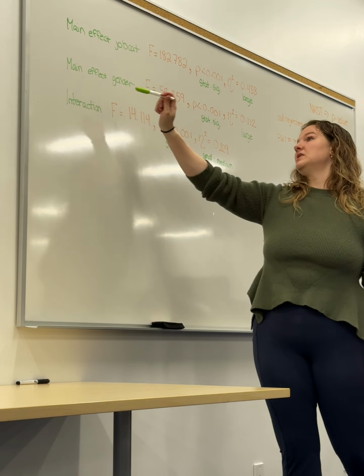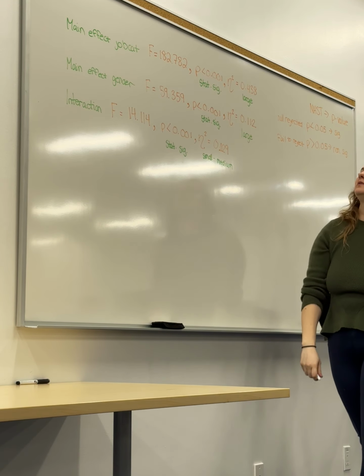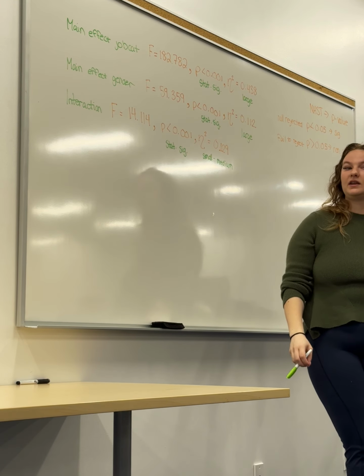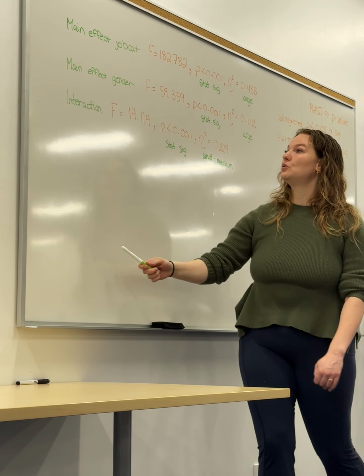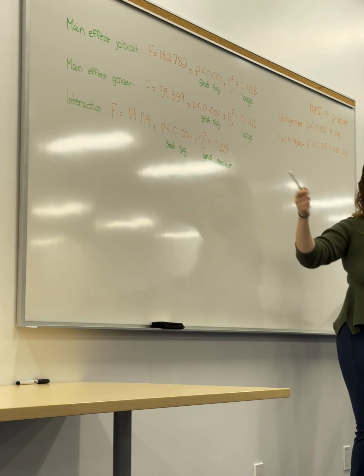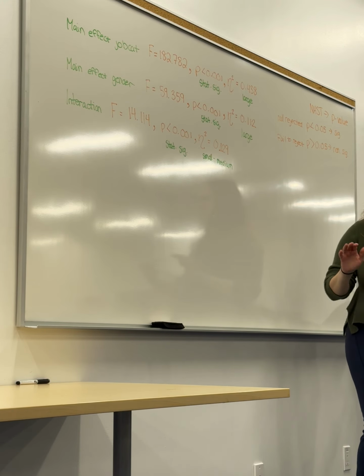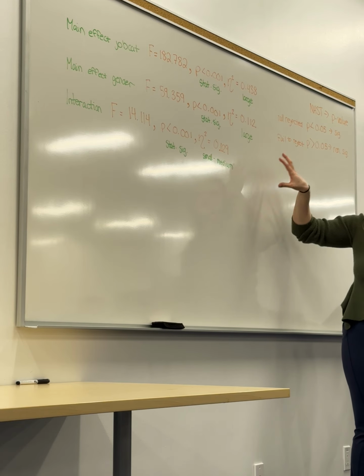Going to do the same thing for gender. There is a statistically significant main effect of gender. The effect is large. There is a statistically significant interaction between gender and job category, and the effect was reduced in size and it's small to medium. Okay? Does that make sense? This is your statistical stuff.